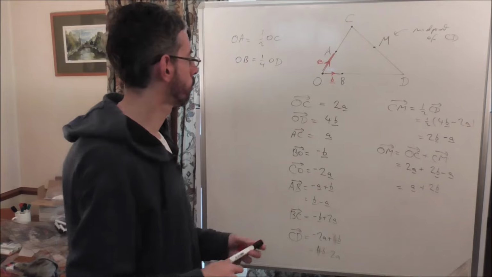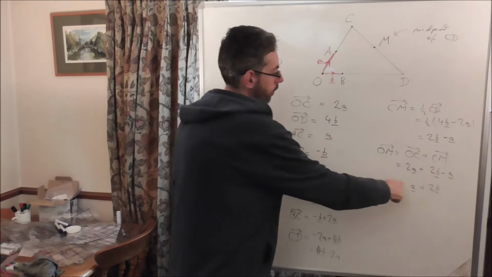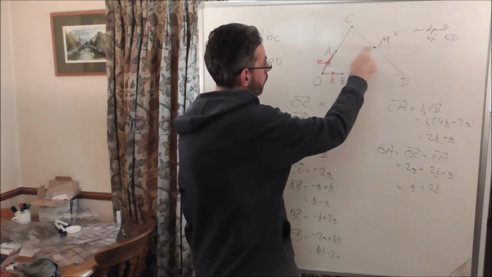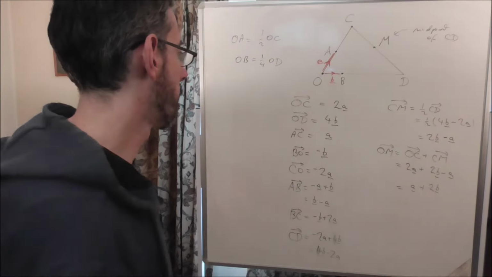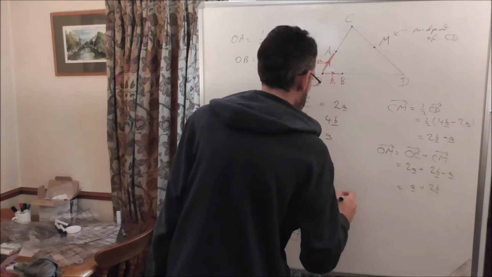Let's just check if that seems right. Does that seem right going from O to M? You do that. So if you did A and then 2B, yeah, that seems about right. Looks like you get to M if you did that. Let's do a couple more.